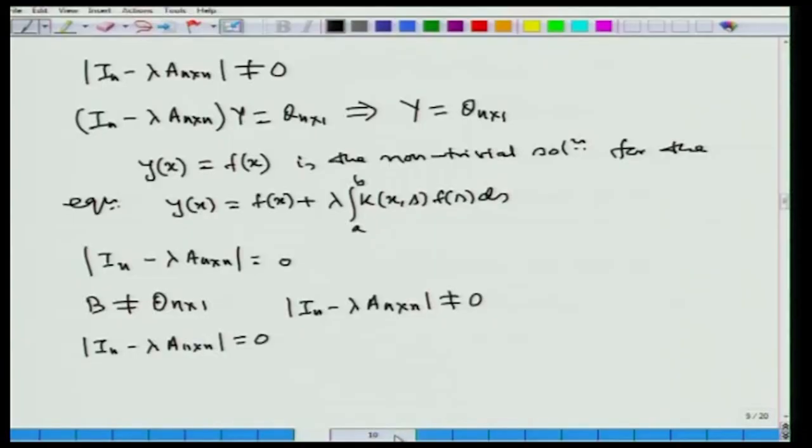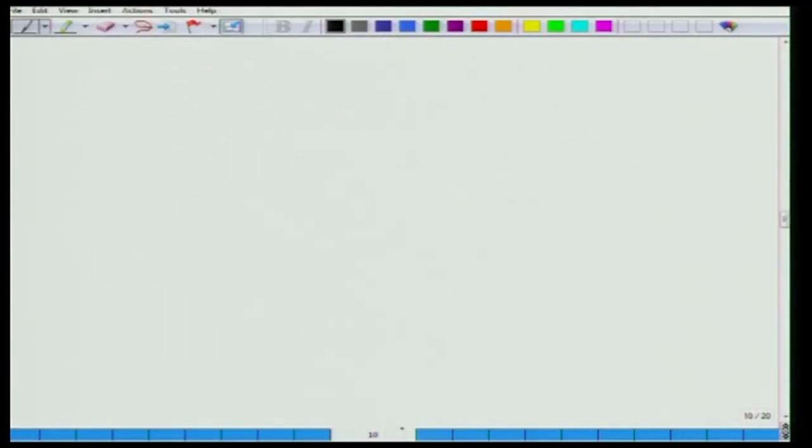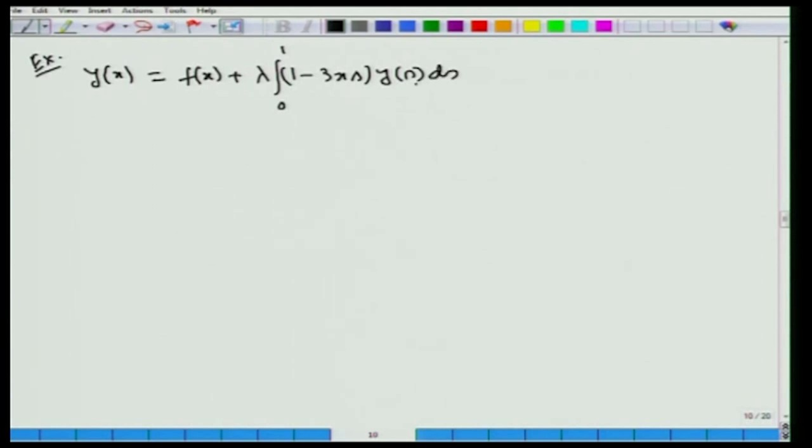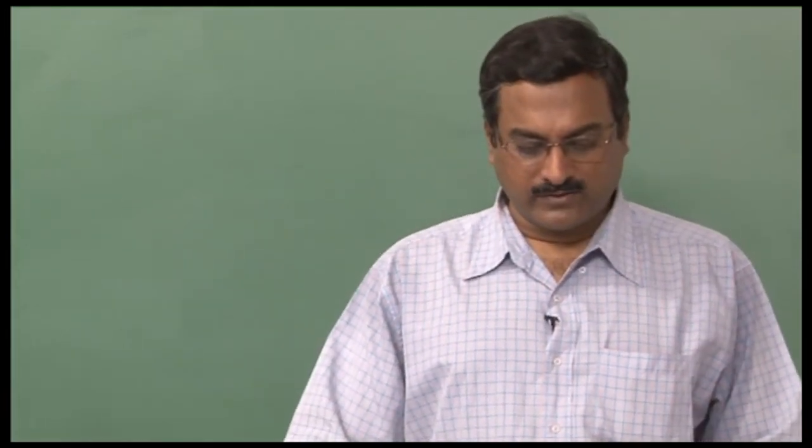Now, in the last lecture, we obtained the resolvent kernel of an integral equation. In this case, we are again going to address the same problem, and based upon this discussion, we can find out the eigenvalues and eigenfunctions, and we will be able to illustrate all these ideas with the help of the same example. So, the problem is y x equal to f x plus lambda integral 0 to 1 of 1 minus 3 x s times y s d s.